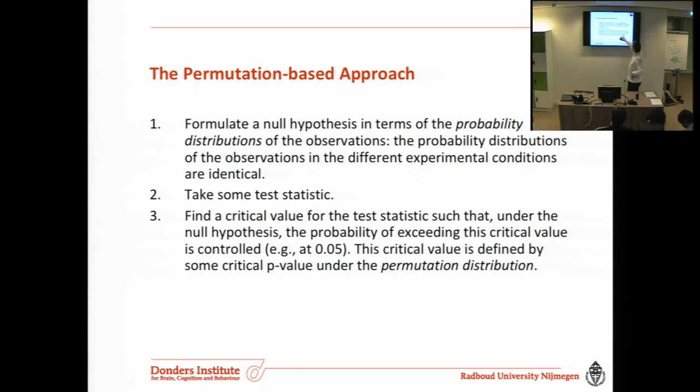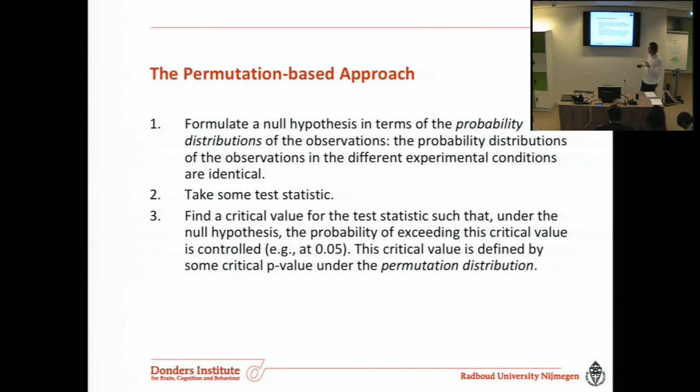Importantly, this critical value is defined by some critical p-value under the permutation distribution. This is a new distribution. So we don't have the sampling distribution here, we have the permutation distribution. It's also a reference distribution, a reference distribution that we do not have to derive analytically by means of mathematical proof. It's a reference distribution that we can construct ourselves. And I will explain to you in a minute how you can construct this distribution for yourself.